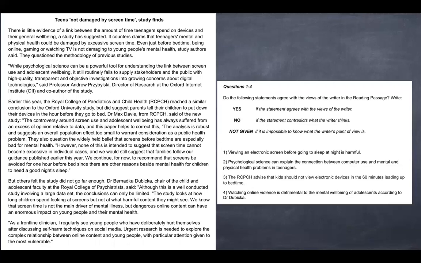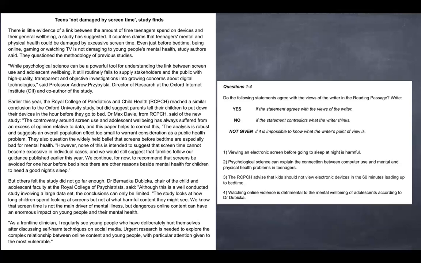Now, if you read the first question, "Viewing an electronic screen before going to sleep at night is harmful." Now remember, like true or false, yes, no, not given is also coming in order. So once you find the first answer, it might not necessarily be in the first paragraph. It can be in the second, third, anywhere. But once you find the first one, the rest of it will follow. Since this is a sample one that we are taking, for your first answer, you can take the risk of searching it in the first passage.